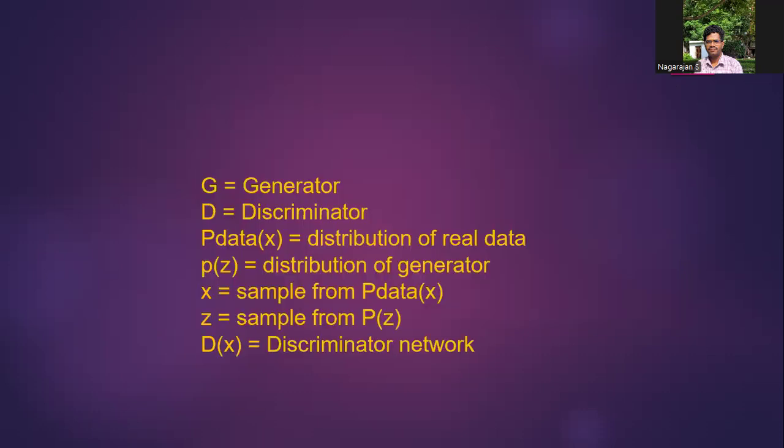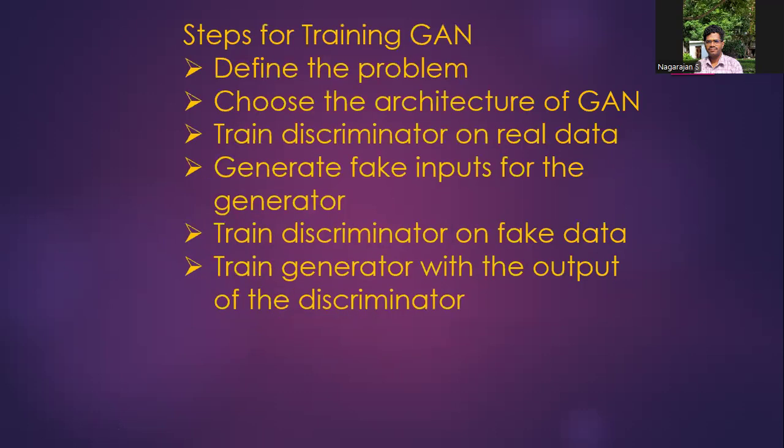Now the important thing is to remember some of the mathematical notation for understanding the generator. G is for generator, D for discriminator, P data of x for the distribution of real data, and P of z for the distribution of the generator, with x sampled from P data of x and z sampled from P of z. All of this is required once you go for implementation, and if you want to generate or train new things like images, we can go ahead with this GAN completely.